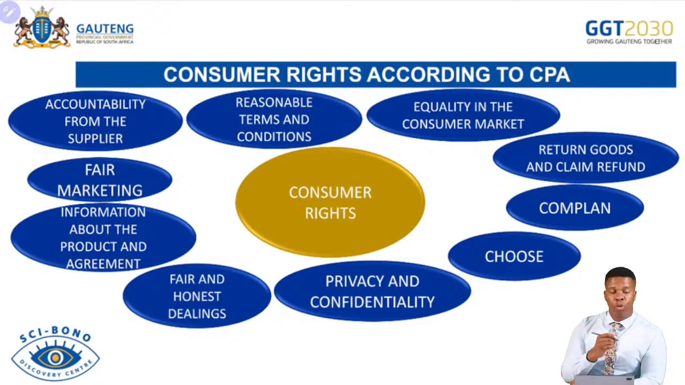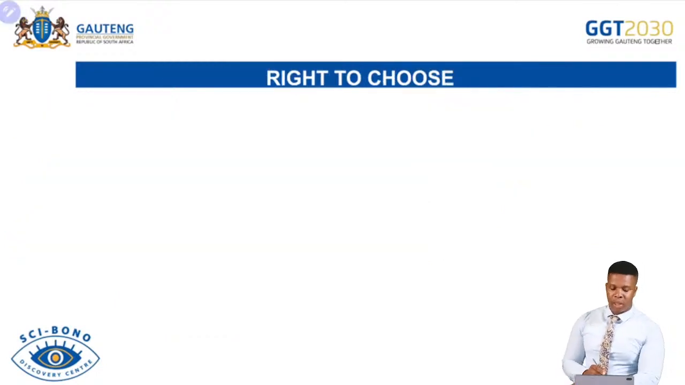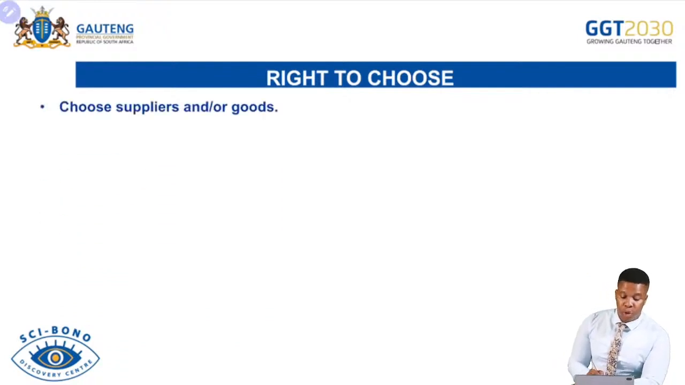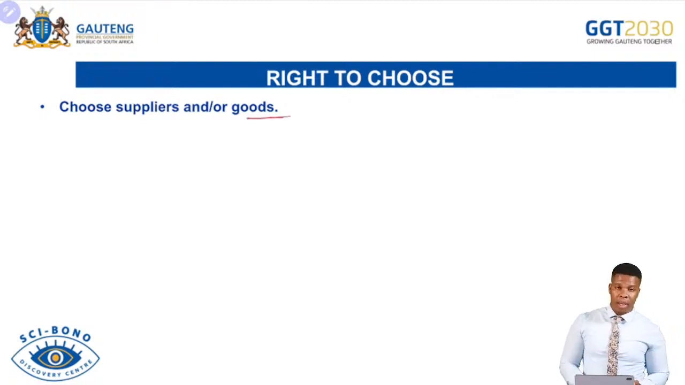You have the right to do so and so. Now let's start with the right to choose. With the right to choose, basically consumers have the right to choose the supplier or goods or service they want, so they have the right to choose. And we know that if you go to ShopRite, for instance, we have a bread section, and within the bread section you get different brands. You get your Sasko, your Albany, your Sun. You choose, so you have the right to choose. You don't have a right to be forced to buy something.